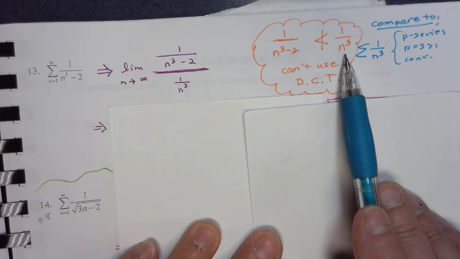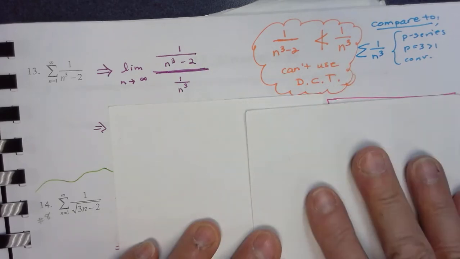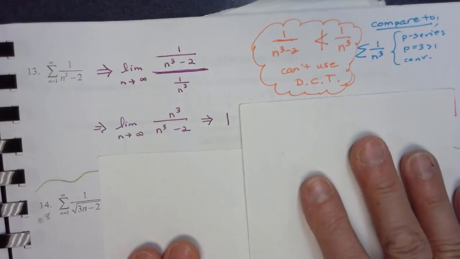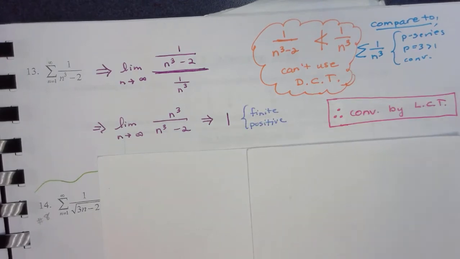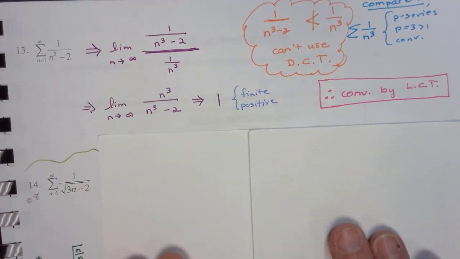Now we know this one converges, so let's look at what happens when we go to find our limit. Oh, I get a limit that is still finite and positive, so guess what? This series converges by the limit comparison test. Isn't that nice?